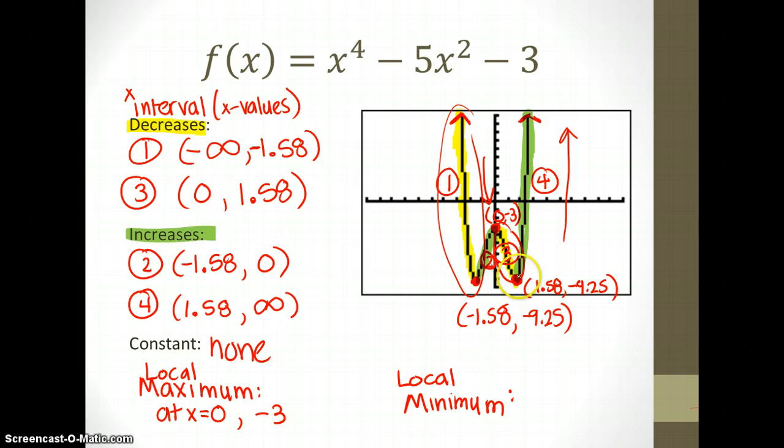Local minimums, these are actually both the lowest points on the graph, but they're each local minimum as well as overall minimum. At negative 1.58 and 1.58, there are local minimums of negative 9.25. So these are just a couple more characteristics. We'll talk about how to actually use this on your graph, or use this on your calculator tomorrow.